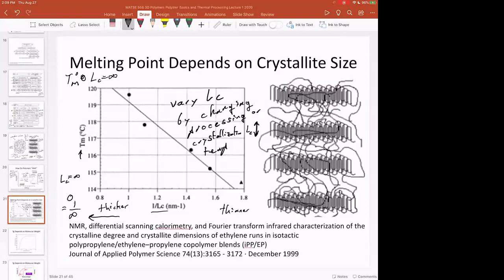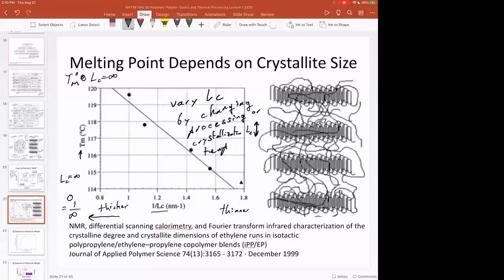So to a first order, no. However, it can influence the rate of crystallization, and the rate of crystallization can influence the crystallite size. Of course, lower molecular weight things will crystallize faster. And so that could change depending on your process.